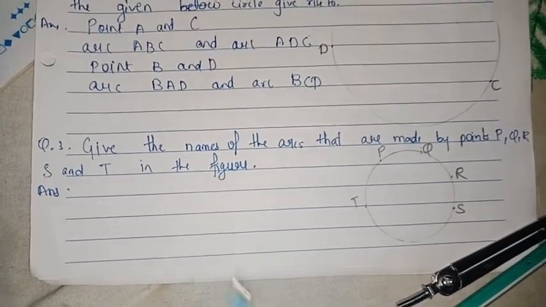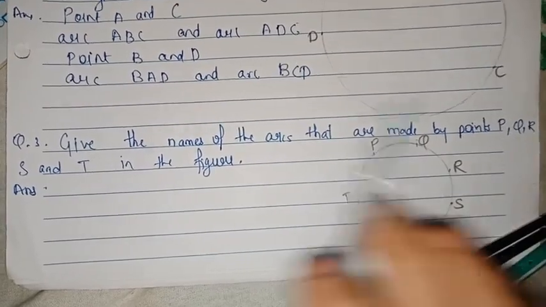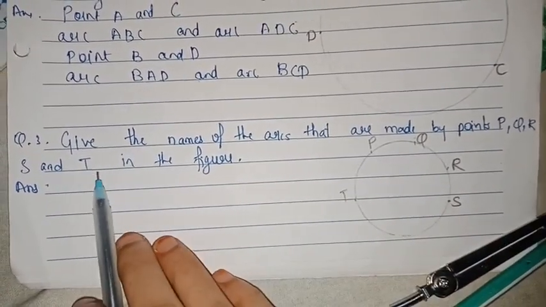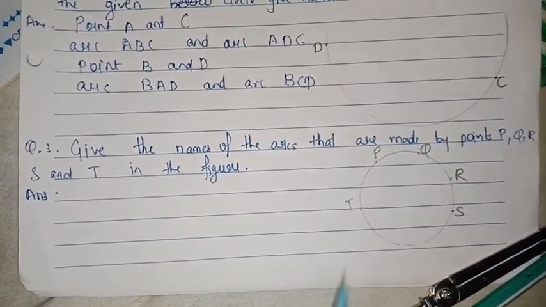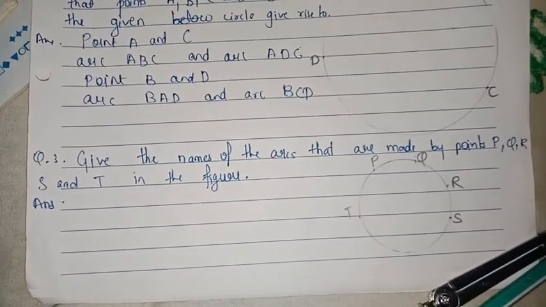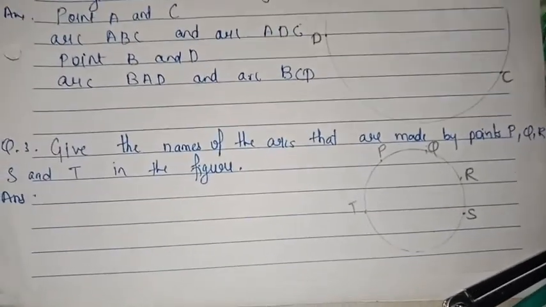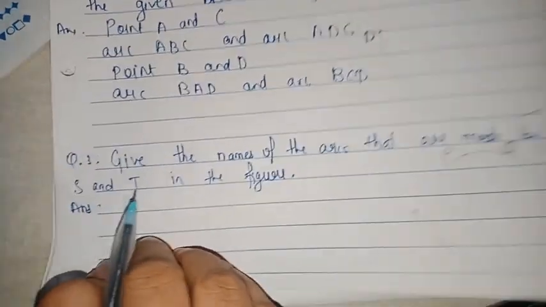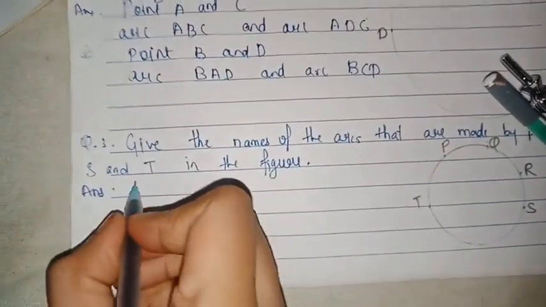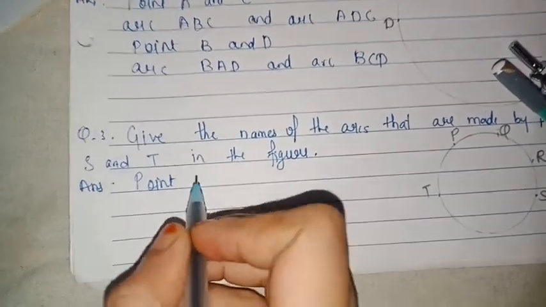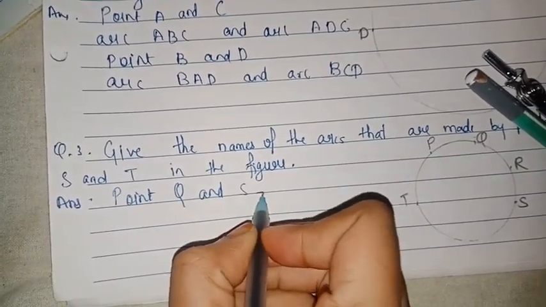Question number 3. Give the names of the arcs that are made by points P, Q, R, S and T in the figure. Okay, we have to name the arcs with endpoints P, Q, R, S, T in the figure. So let's start. First we will make the pairs of the points, then we will name the arcs according to that. First pair of points is Q and S.